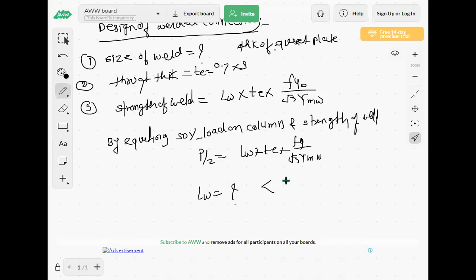And this LW should be less than the available length. Are you getting? This length of weld should be less than the available length. So this is the procedure of the design of gusseted base. Okay, so now we will see an example on this gusseted base.